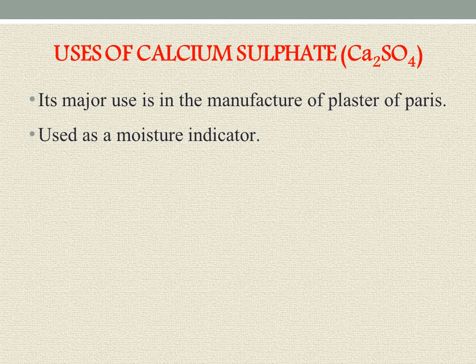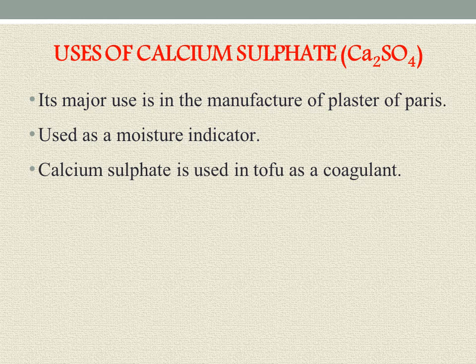It is also used as a moisture indicator. Moisture indicator means that in our weather forecast we will use the calcium sulfate as a moisture indicator because it has the capability to absorb water in itself, so it will act as a moisture indicator.